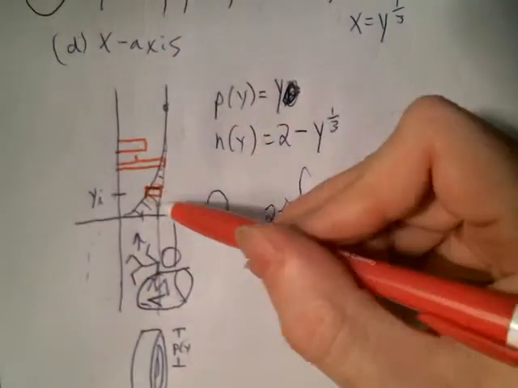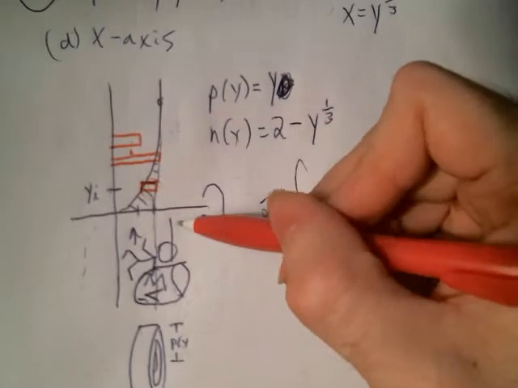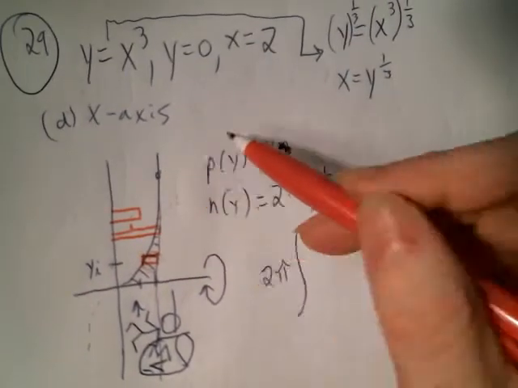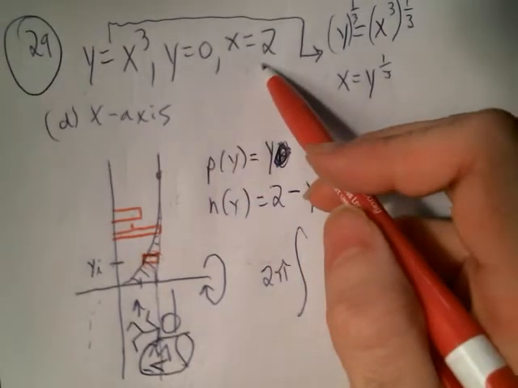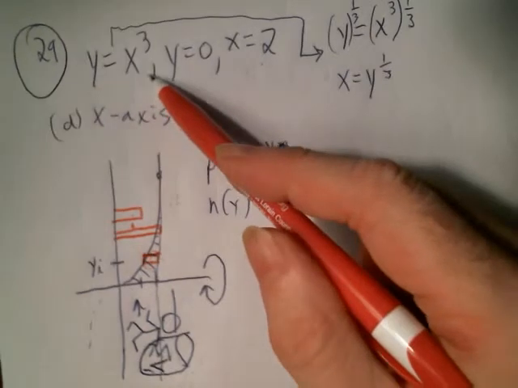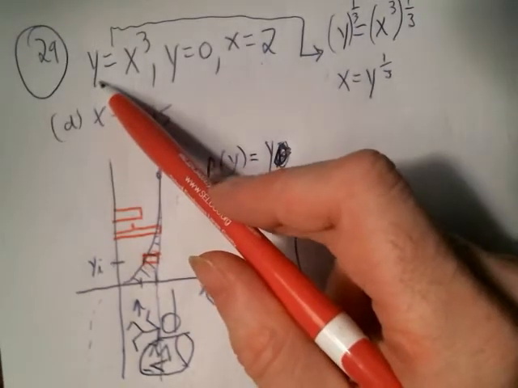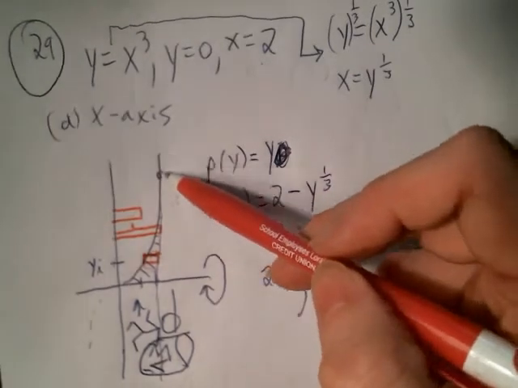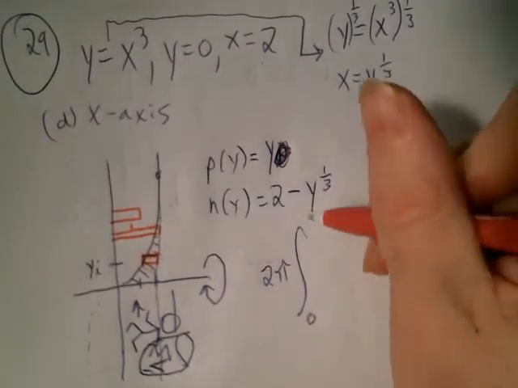He's going from here to here, right? So he's going from 0 to the intersection of this curve and this curve. And what is that? Well, at the point 2, if you plug 2 into this formula, the y value is 8. So 2 cubed is 8. So I'm going from 0 to 8 on my integral.